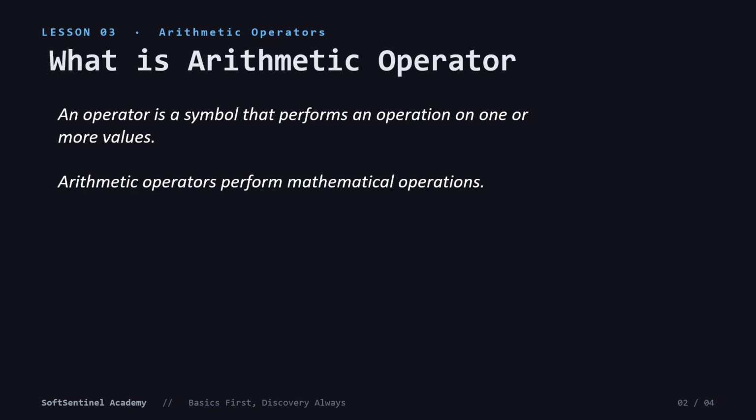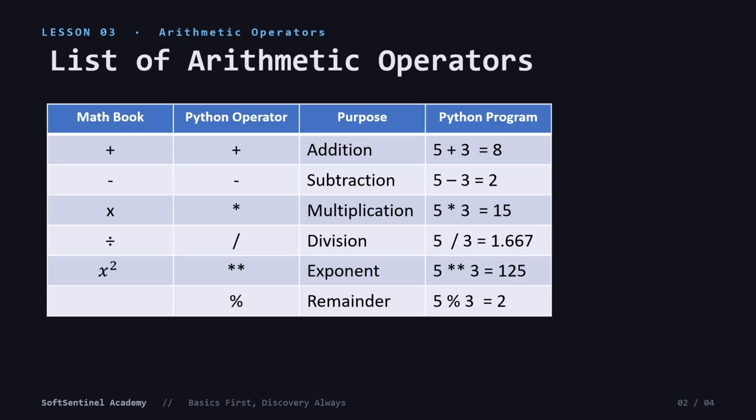So what's an arithmetic operator? First thing, the word operator: it's a symbol that performs an operation on one or more values. And so an arithmetic operator performs an arithmetic operation on one or two values. That's all there is to it. So from your high school lessons, what are the different types of arithmetic operations you do?